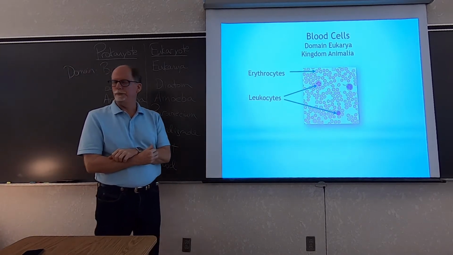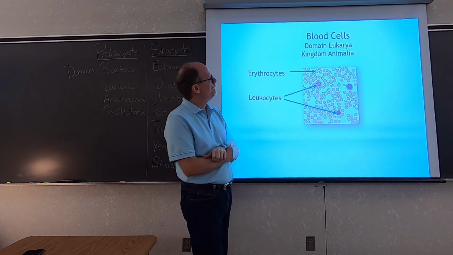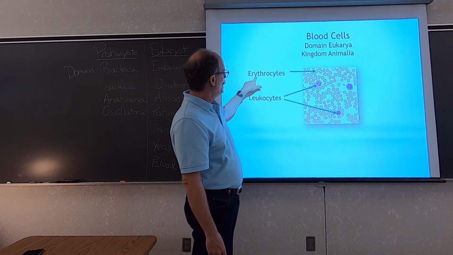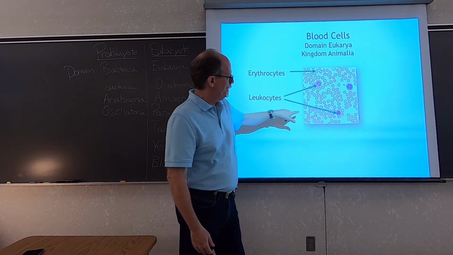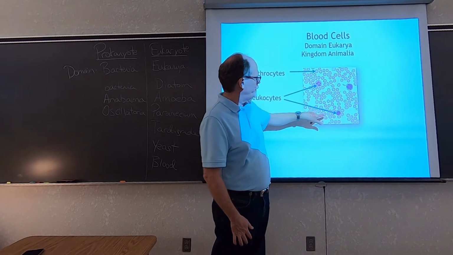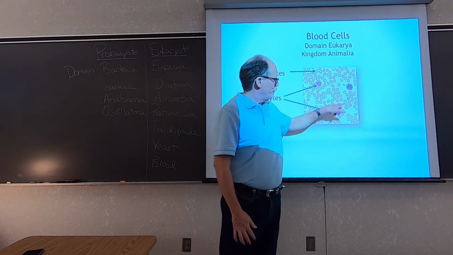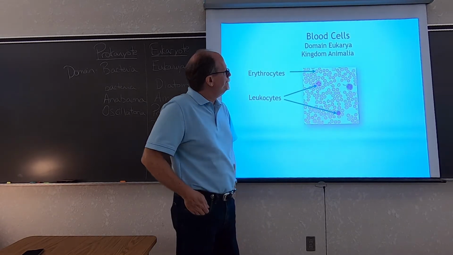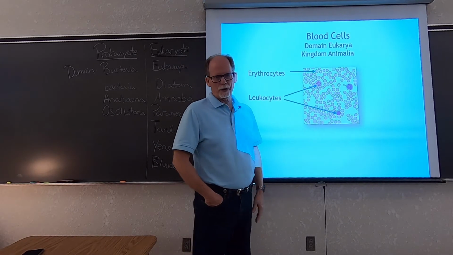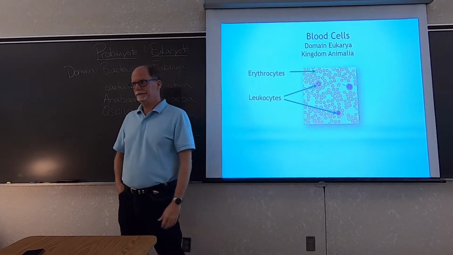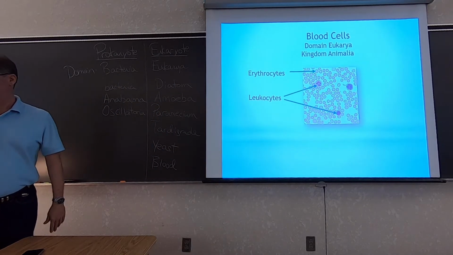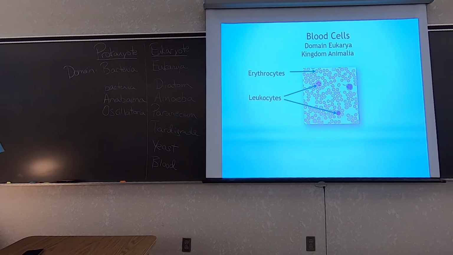So these are white blood cells, or leukocytes. Erythrocytes are red cells. So the red ones are red blood cells, RBCs, and then these are nucleated white blood cells. So if you did a blood smear, this is what it would look like, right? But these are human blood cells, so we're in the kingdom Animalia in the domain Eukarya.